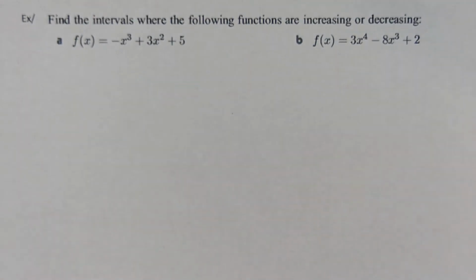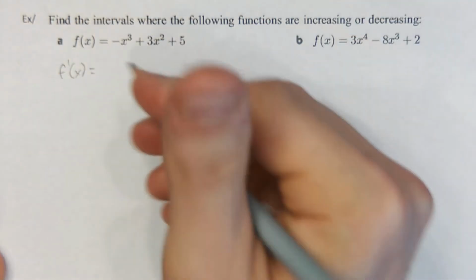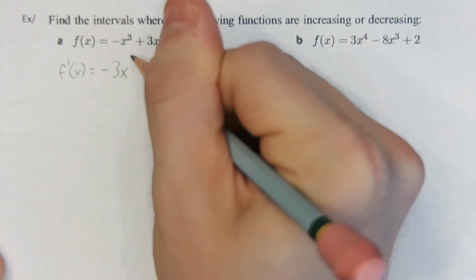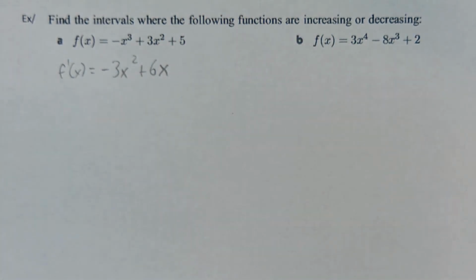See, increasing and decreasing is actually decided by the first derivative. So when it says find the intervals where the functions are increasing or decreasing, without a graph, you're going to have to find the first derivative. So this one here is going to be negative 3x squared by the power rule plus 6x by the power rule. So what do we do here?